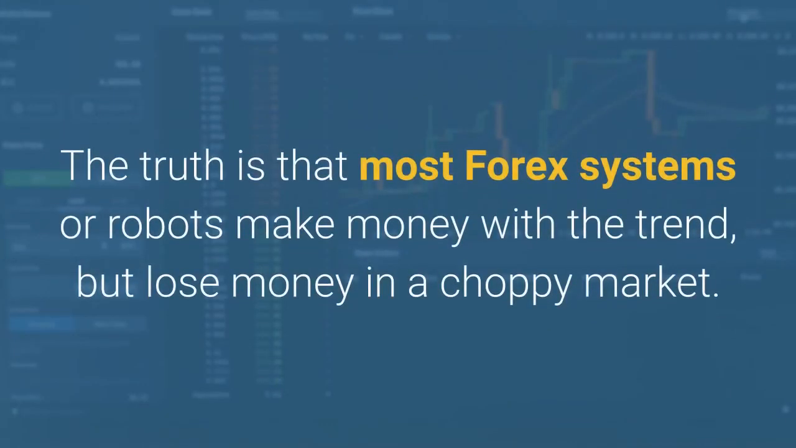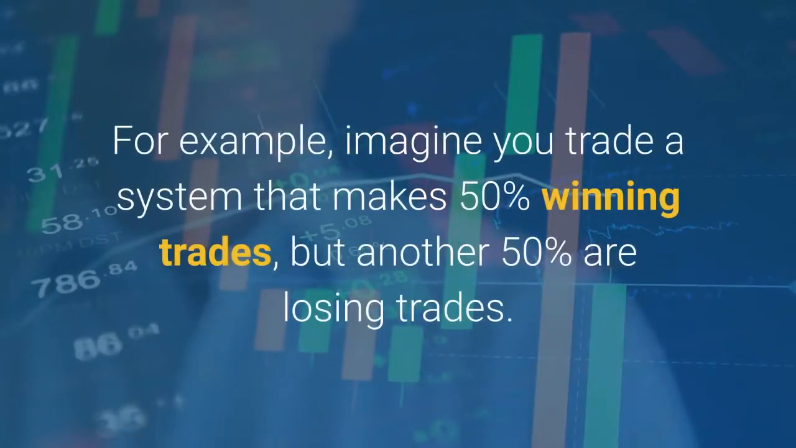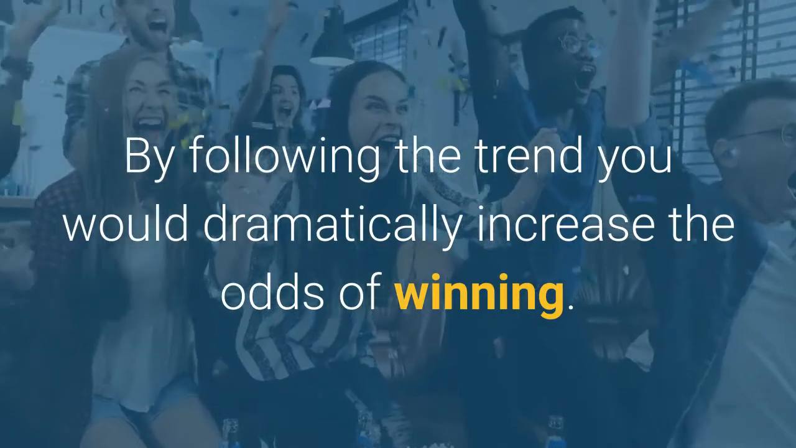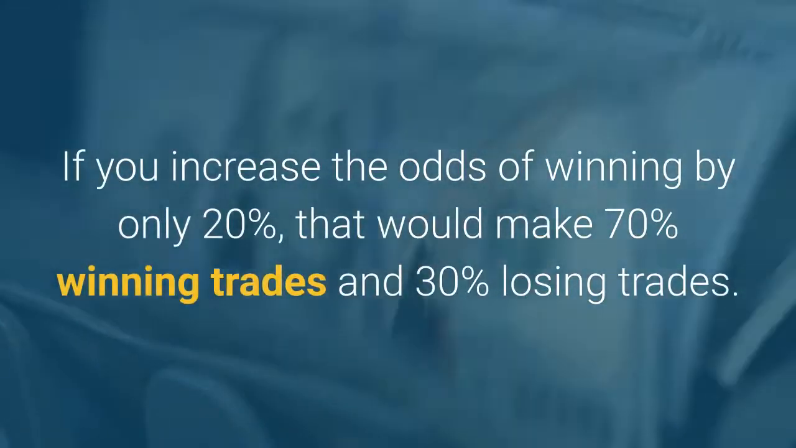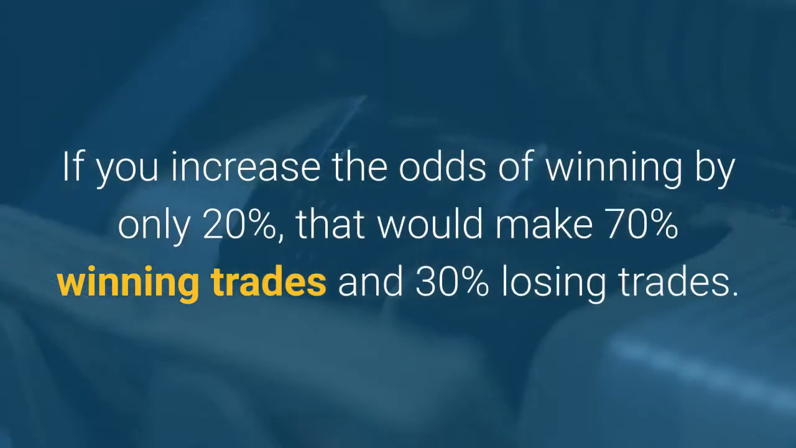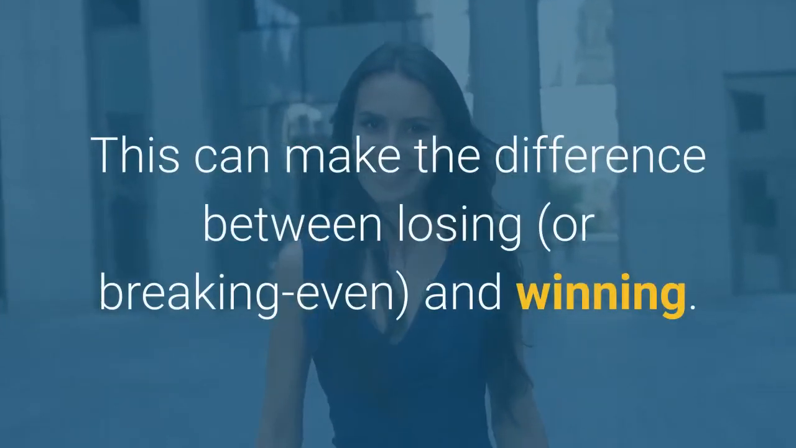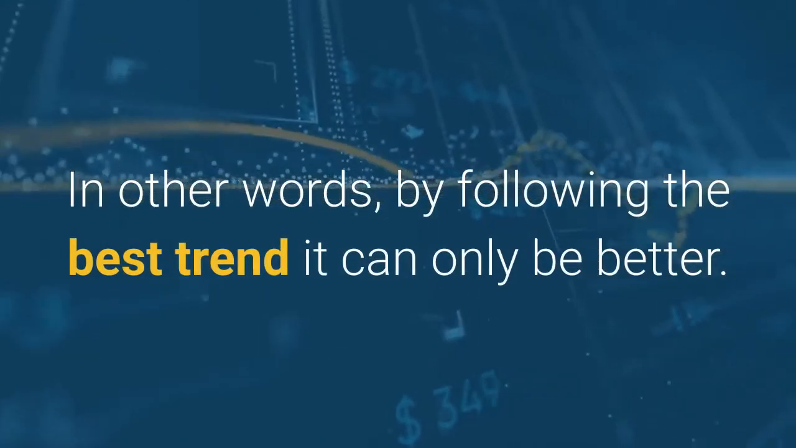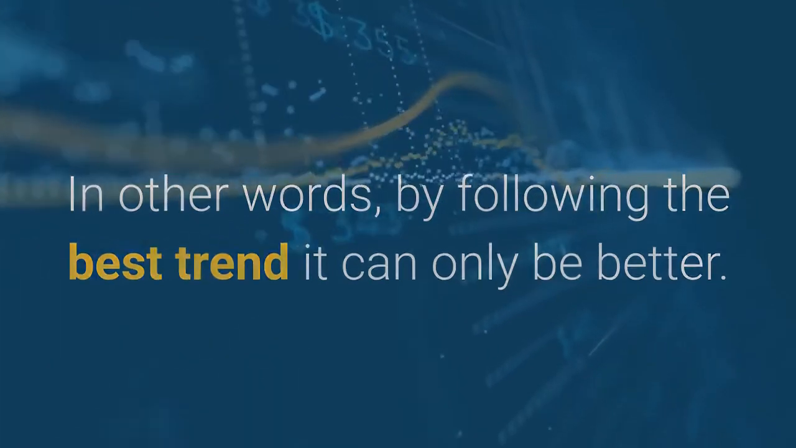The truth is that most Forex systems or robots make money with the trend, but lose money in a choppy market. For example, imagine if you trade a system that makes 50% winning trades, but another 50% are losing trades. By following the trend, you would dramatically increase the odds of winning. If you increase the odds of winning by only 20%, that would make 70% winning trades and 30% losing trades. This can make the difference between losing or breaking even and winning. In other words, by following the best trend, it can only be better.